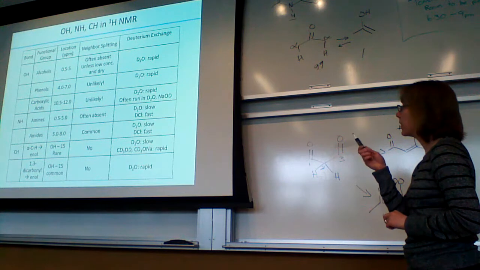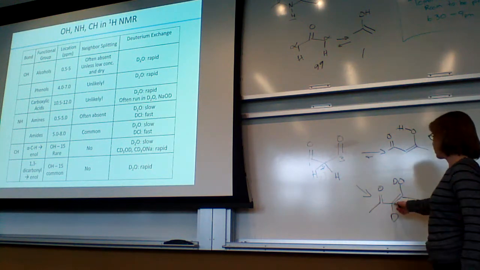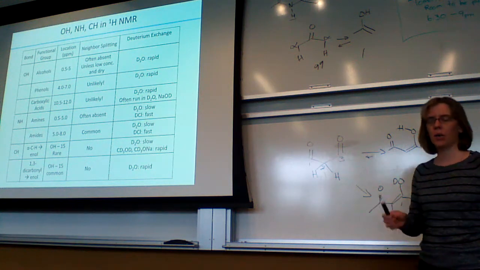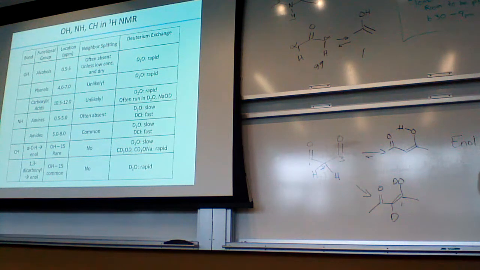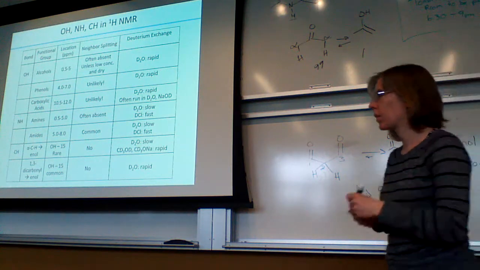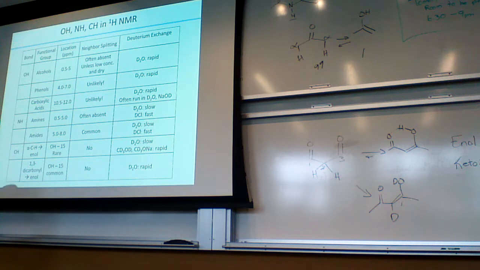I remember why I put the no for the neighbor splitting. If we're talking about the enol form here, well, we don't have direct neighbors, so you don't see the splitting. But if it's in the keto form, you do see the splitting. So enols, typically no splitting. And the keto form, yes, splitting. Specialized cases that you just need to be aware of in case you run across them. Any questions on all of those? I do have one example on the next slide.